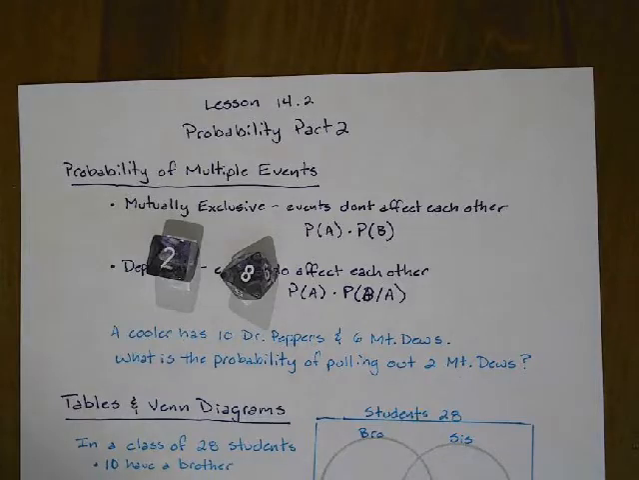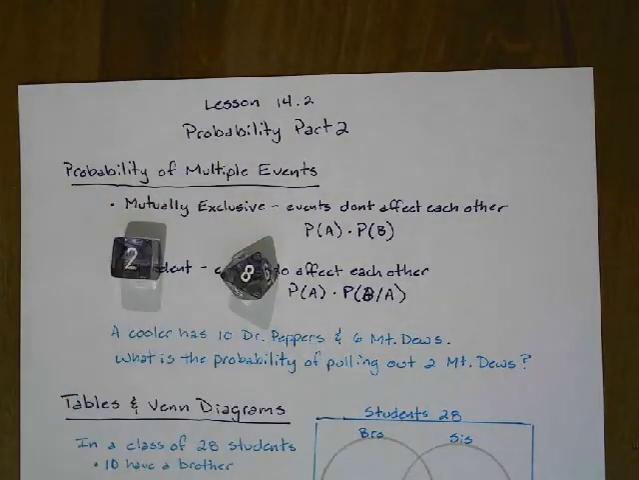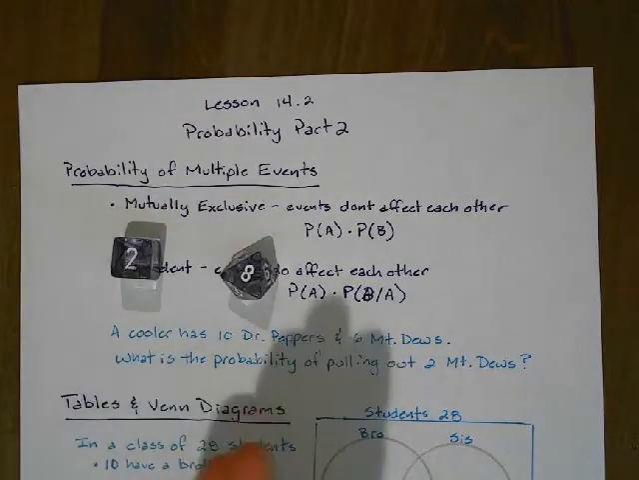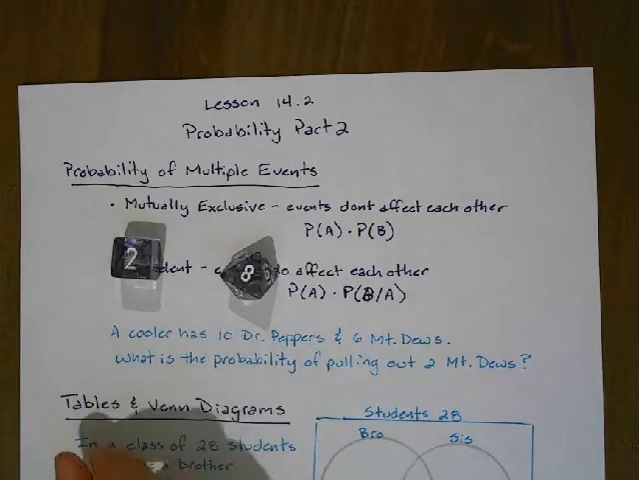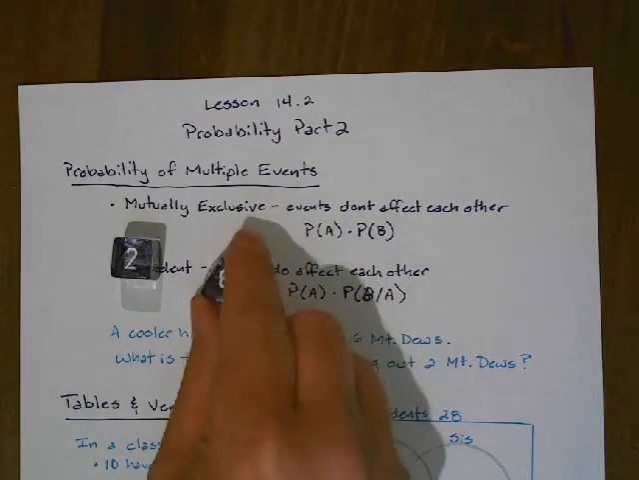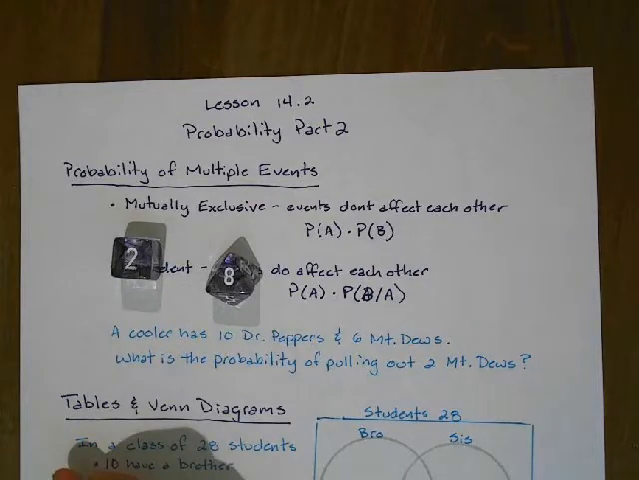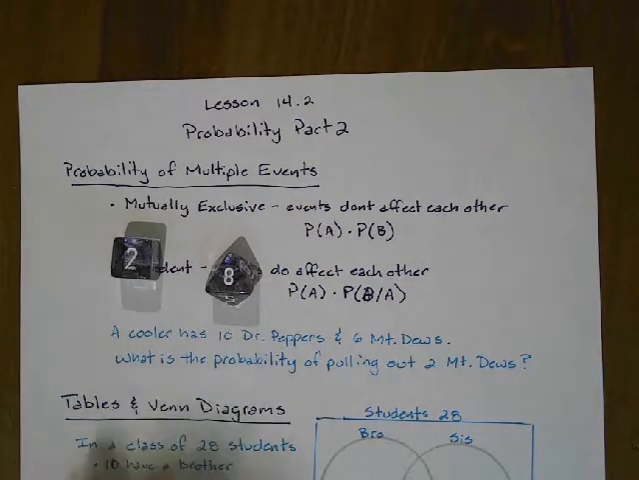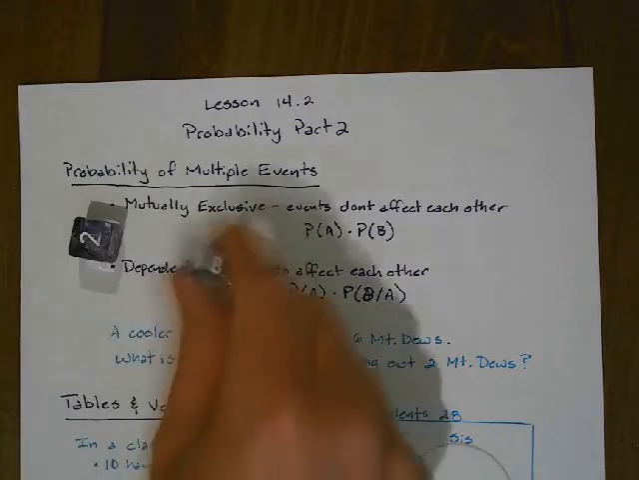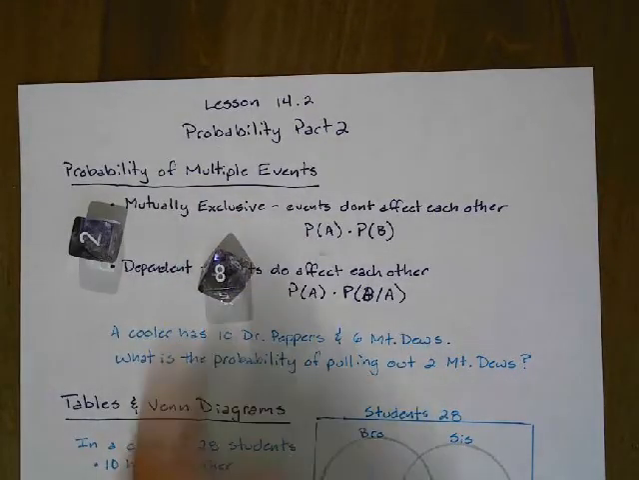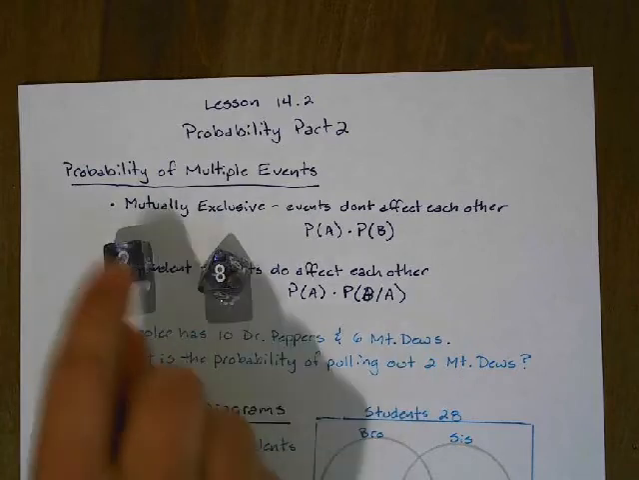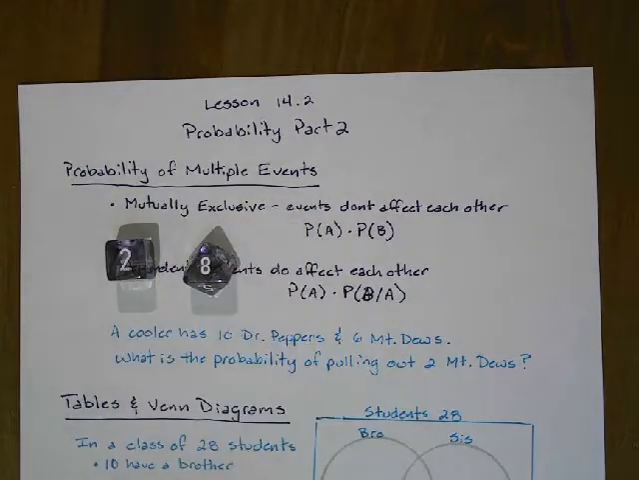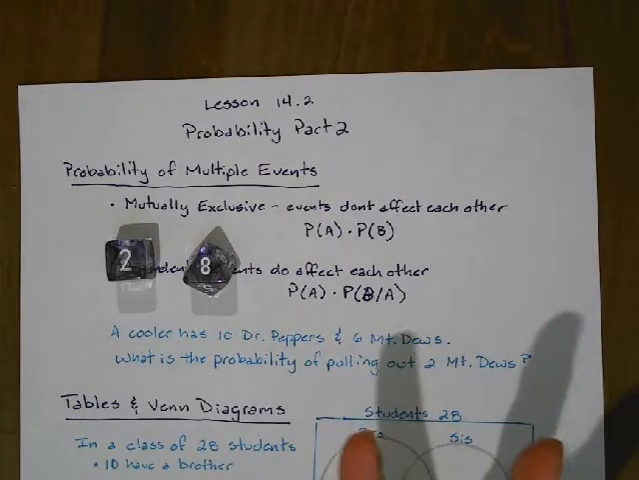Well, the probability of rolling a 2 on this die is 1 out of 6 because there's 6 sides. And then the probability of rolling an 8 on this die is 1 out of 8 because there's 8 sides and I want to roll an 8. But rolling this die is not going to affect rolling this die. There's no magical connection between them, where if I roll a 2, then a certain number on this one has to roll. So we would say that those are independent events.